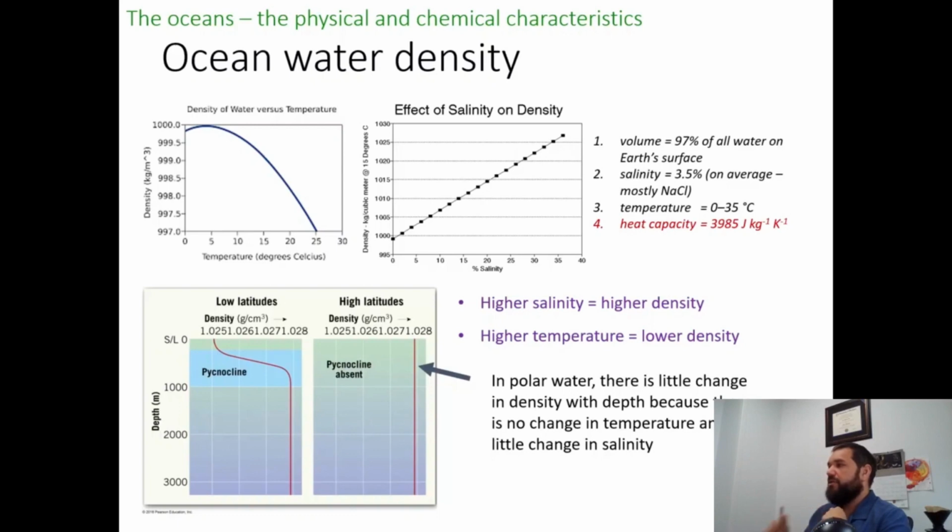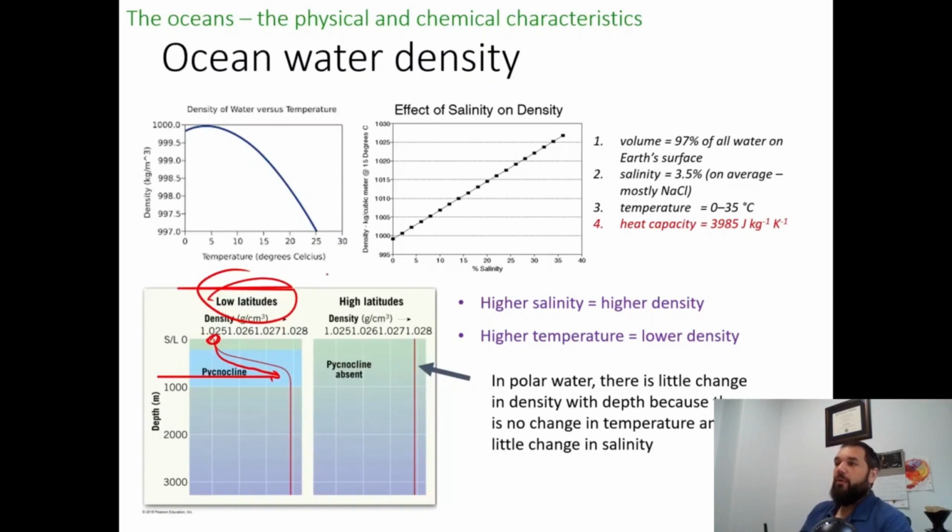Okay, so you'll see that at low latitudes, so that's the equator, we have a pretty heavy pycnocline. We start off at a low density, and it gets denser as we go down. Why? It's because of the decreasing temperature. Temperature goes down, it gets colder, you're going to get denser water. And that all makes sense, because you would expect denser water to be on the bottom and less dense water on top.